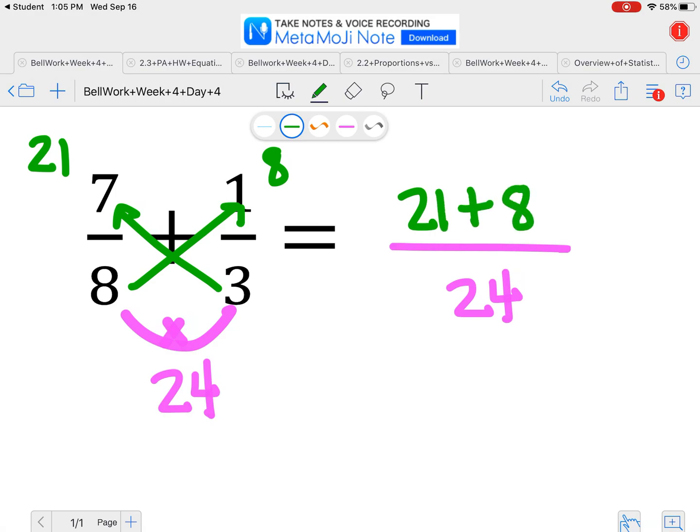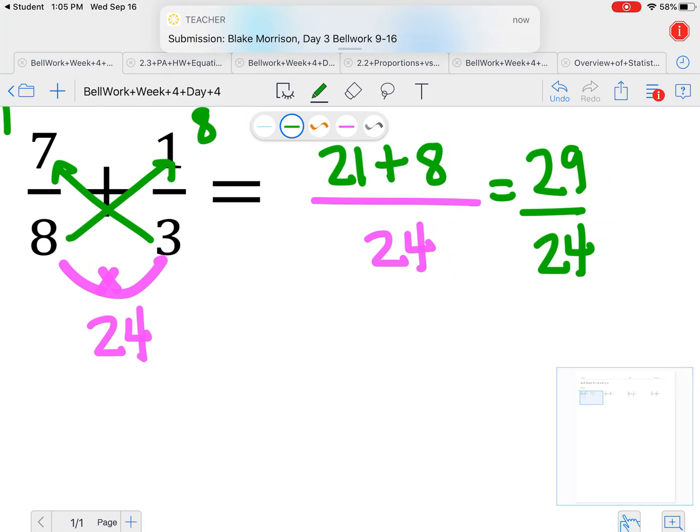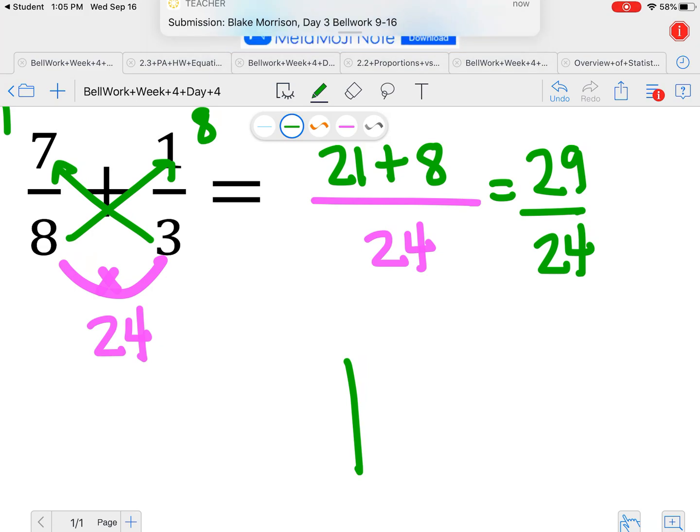21 plus 8. If I add those together, I get 29. And the denominator stays the same, 24. If you were to simplify that, you could get 1. I could take away 24 from 29. The remainder would be 5.